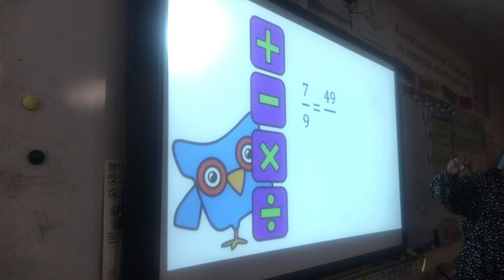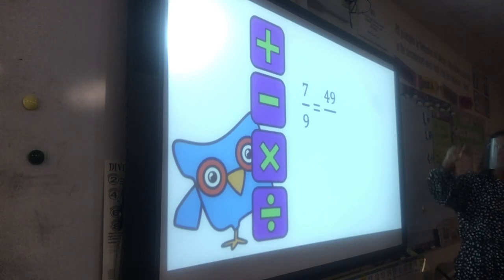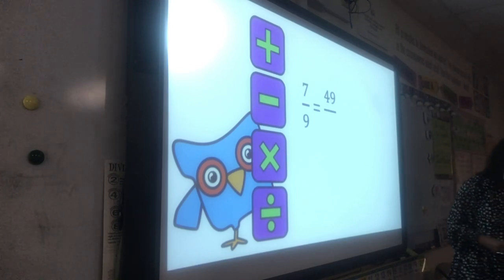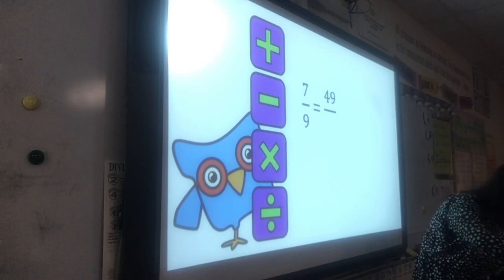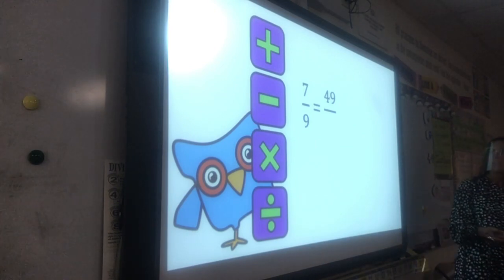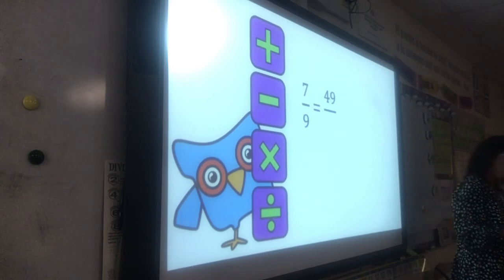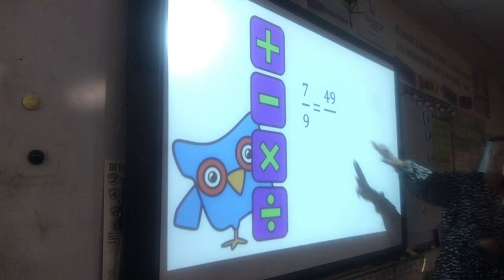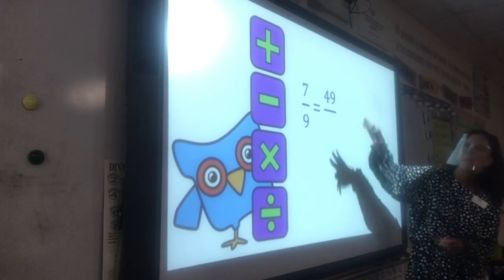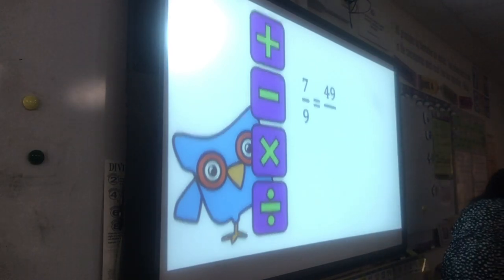Alright, so again, here, see what happens from 7 to 49? And the same thing needs to happen on the bottom. So it would be our missing piece of these two equivalent fractions. Monica? 49, 63. 63, yeah, 63 is what is missing, so it's times 7 times 7, exactly.